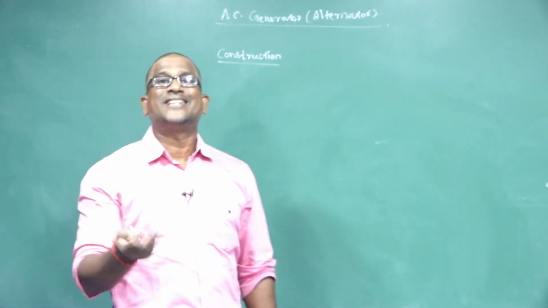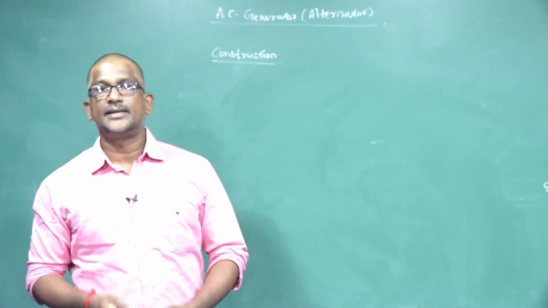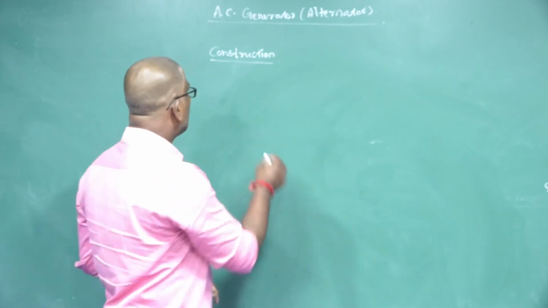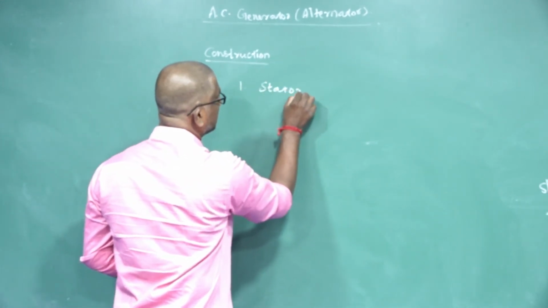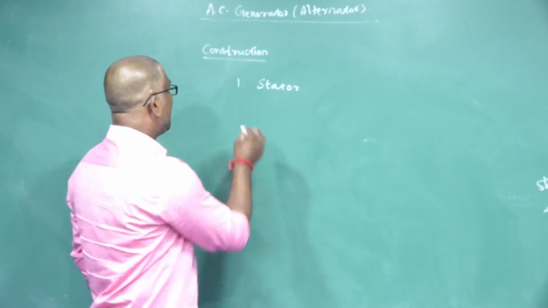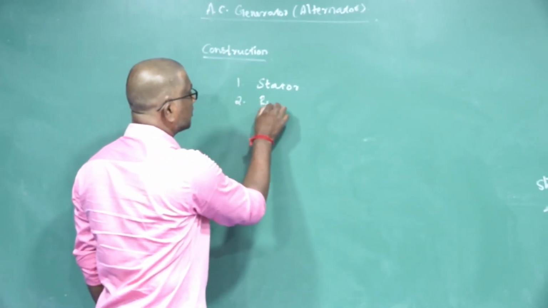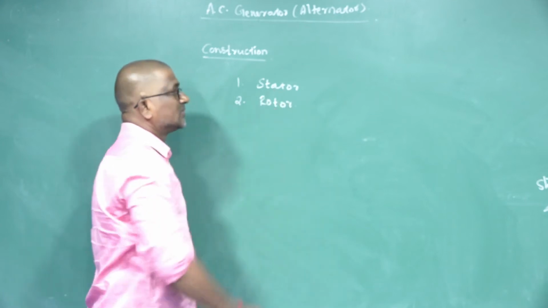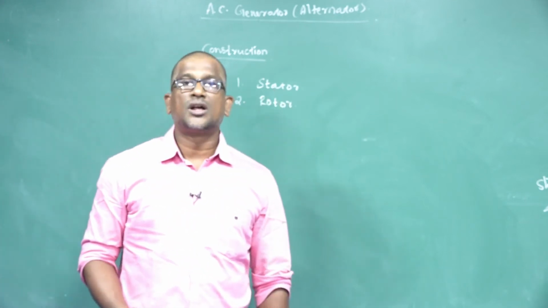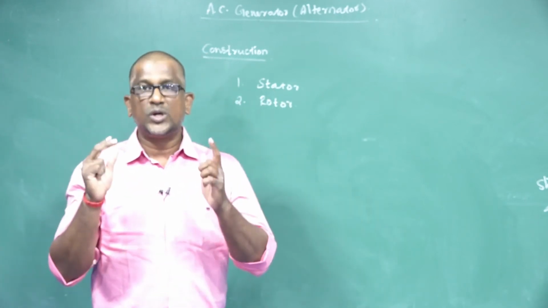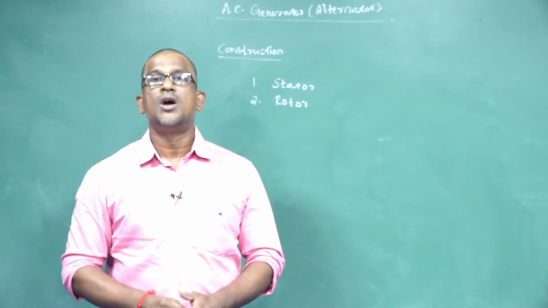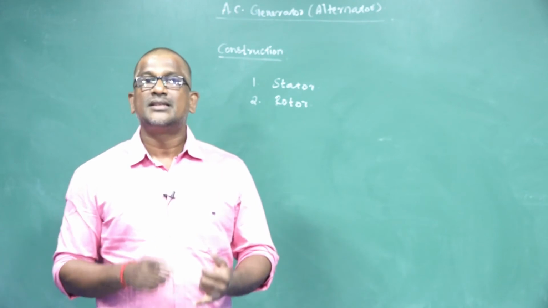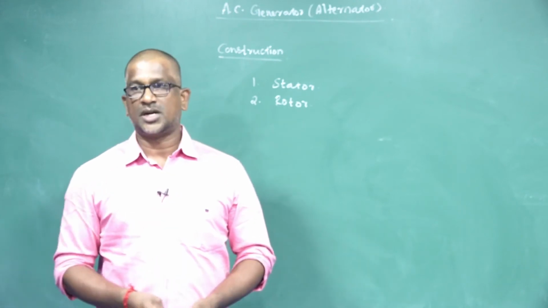There are two major parts in the AC generator. The first one is the stator, and the second one is the rotor. Stator and rotor, these are the two important or main parts of a generator.